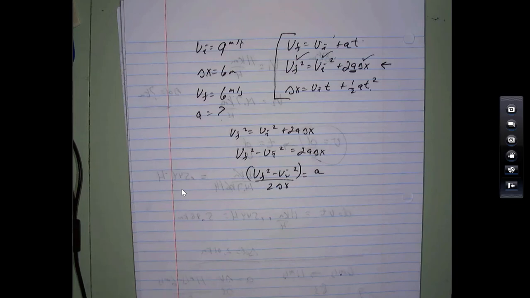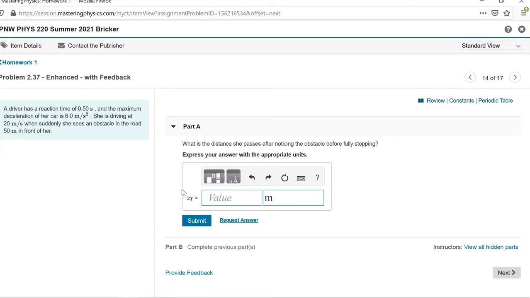Okay, let's look at the next one. Okay, so a driver has a reaction time of 0.5 seconds. That means nothing happens in 0.5 seconds. You're driving along at a certain speed. It takes you half a second to even do anything. So in that time, you move a little bit. And a maximum deceleration of 6 meters per second squared. So if you wanted to put that in as a number, that would be negative 6 meters per second squared. It means you're slowing down.